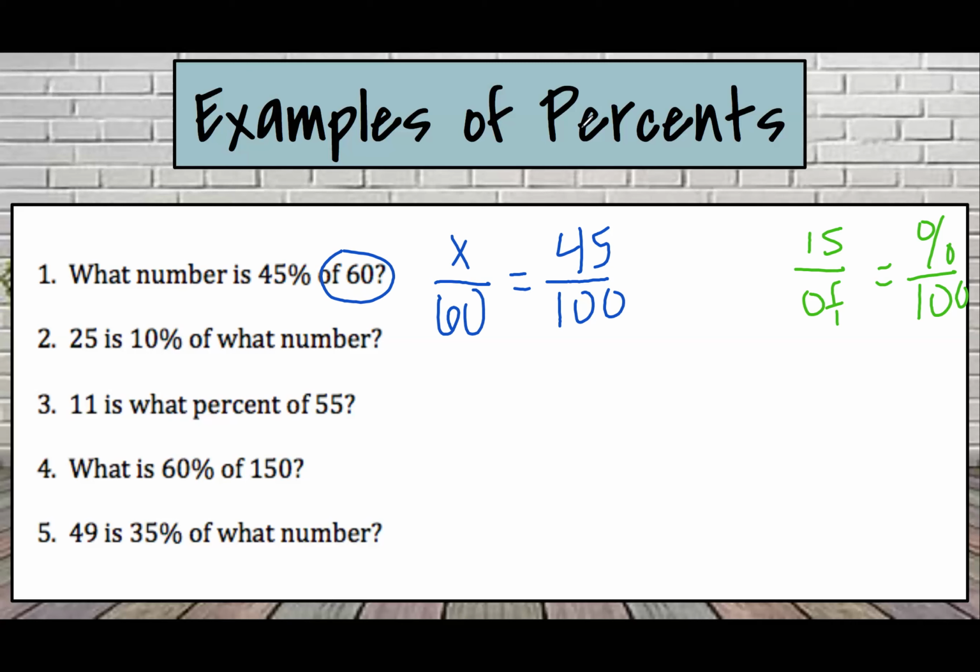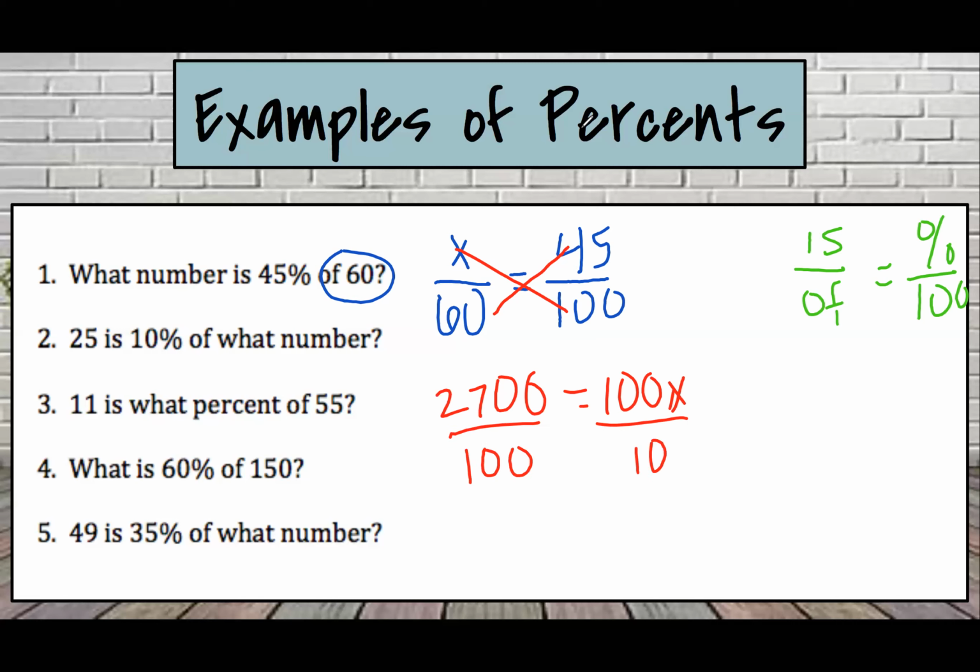On cross multiply, we want to do 45 times 60, and then we're going to divide by 100. So let's do a quick calculation of 45 times 60. And we got 2,700. And then we're going to do 100 times x, or 100x, and we're just going to divide here. So you would do 45 times 60, divide that by 100.